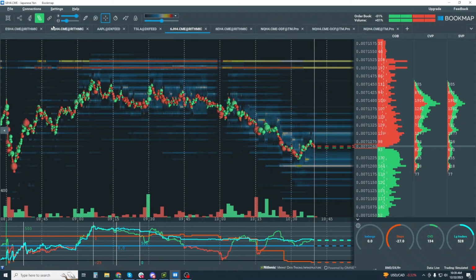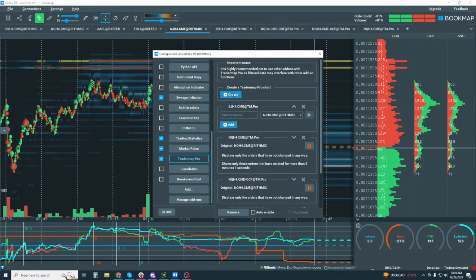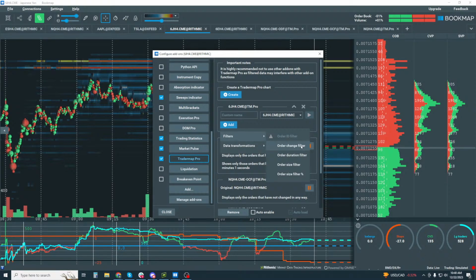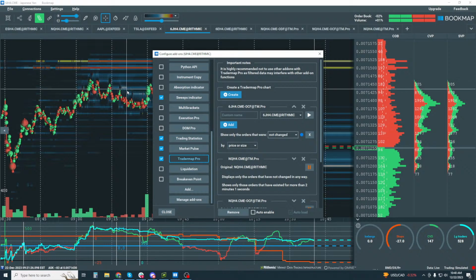So let's try it. I think we're going to open up to 5 different heat maps in here. We'll create a new one, and now we're going to go with 6J, and we're going to add in a filter for orders that were not changed. I really like the not changed filter. It makes really good sense. And then we can say by price or by size. Let's try it and see what it gives us. By size, I'm not sure, or duration in here, I'm not sure. Let's just try this one first and let's see what we get.